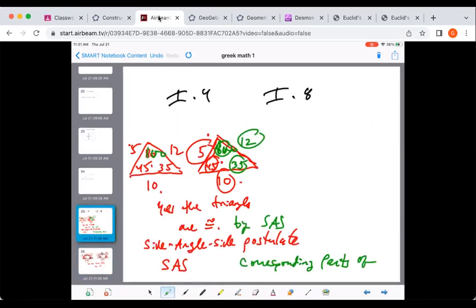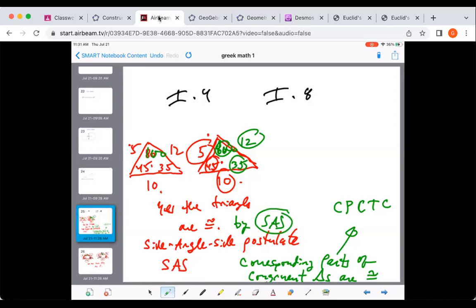Corresponding parts of congruent triangles are congruent, which a lot of math teachers abbreviate to CPCTC. So CPCTC, corresponding parts of congruent triangles are congruent, is used after you've proved that the two triangles are congruent because you got these three pieces, you can then talk about the other three pieces.